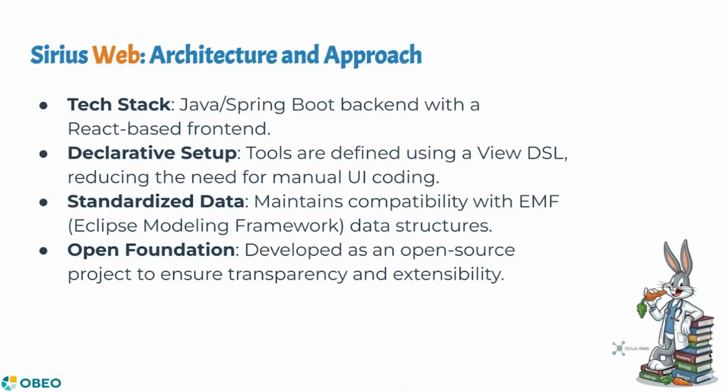To understand how Sirius Web supports all of this, let's look briefly at its architecture. So Sirius Web relies on a Java and Spring Boot backend with a React-based frontend. The platform uses a declarative approach with a View DSL, so tool builders don't have to code every part of the user interface manually. It also remains compatible with the EMF data structure, which is important for the broader Eclipse modeling ecosystem. And from a product perspective, this open foundation is also key. It gives transparency, extensibility, and a solid base for industrial adoption.